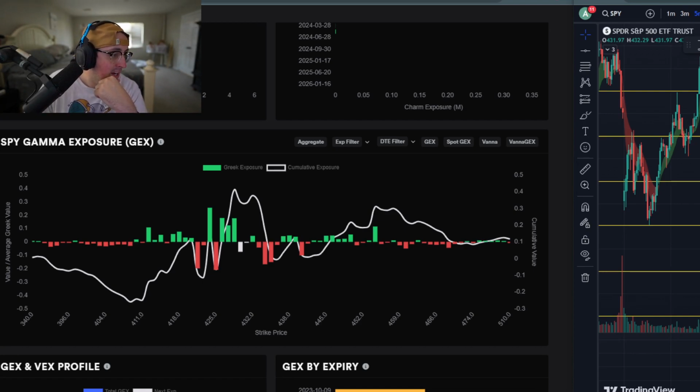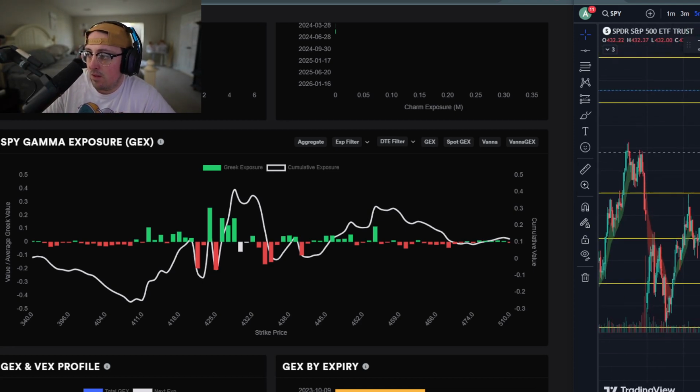Nick says, so it's kind of like highlights order blocks as well. Kind of, yeah. It's kind of like order blocks. I know a lot of people like order blocks because that's where the rejections happen. So, yeah, it's very similar because that's where dealers are going to be buying or selling. So it is kind of similar to order blocks.